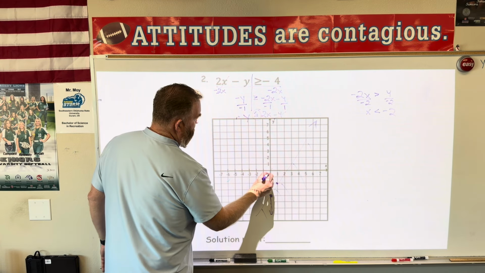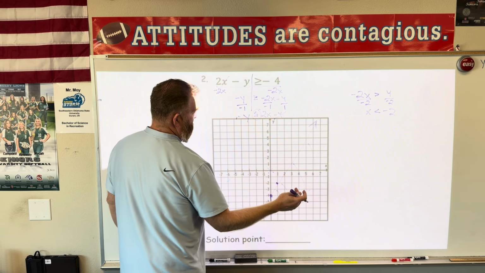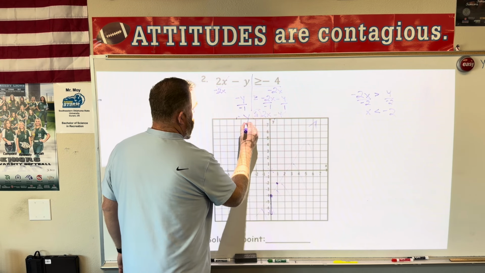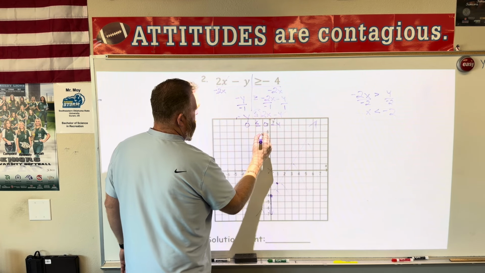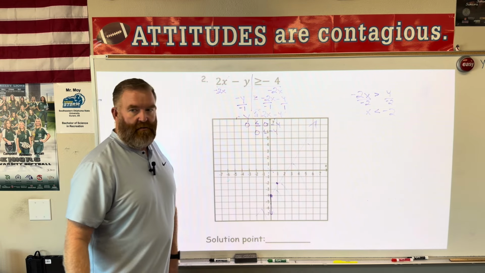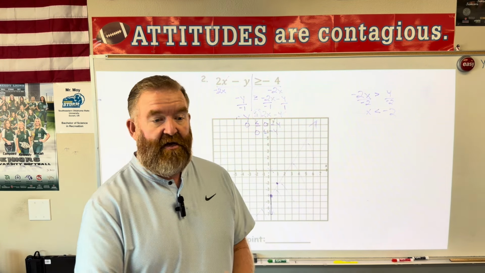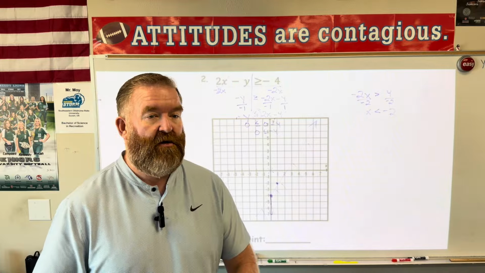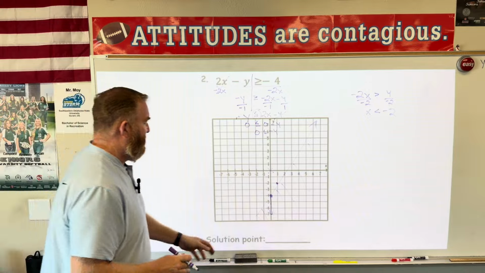Is 0, 0 shaded? No. So if I put it in there, should it be true or false? Should be false. Let's check it. What's 2 times 0? 0. What's 0 minus 4? Is 0 less than negative 4? No, it is not. 0 is actually greater than negative 4, so that's false, which is why it's not shaded. Okay? Just kind of proves it to you. Everybody good? All right, let's talk about systems.